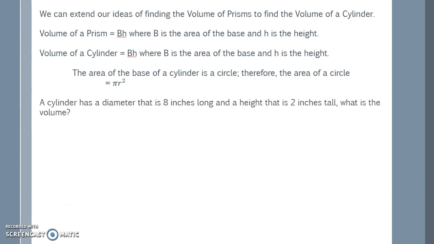A cylinder has a diameter that is 8 inches long and a height that is 2 inches tall. What is the volume? So we first need to know the area of the base. So we need to know the area of the circle that is in question. So 3.14 times the radius. Now it gives us the diameter. We know that the radius is half of the diameter, so 4 squared, giving us 50.24. Now we can take the area of our base and multiply it by how tall it is, which is 2, giving us 100.48 inches cubed.